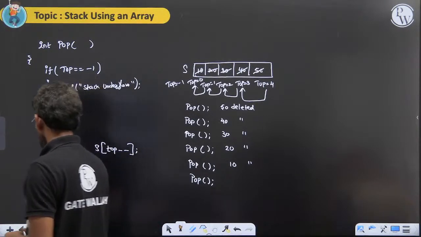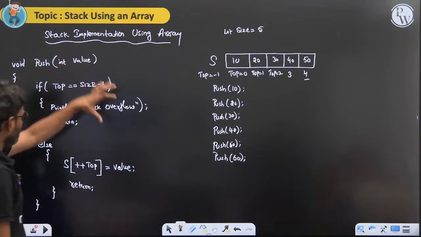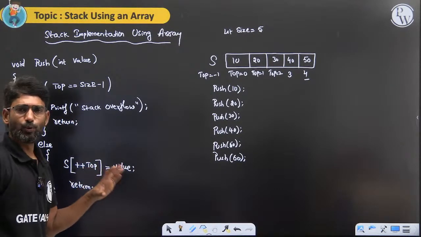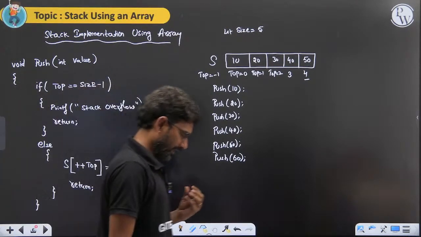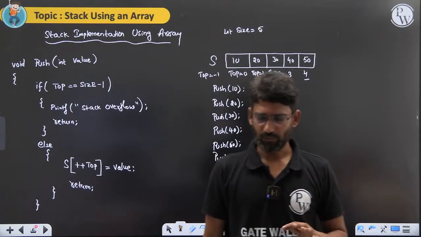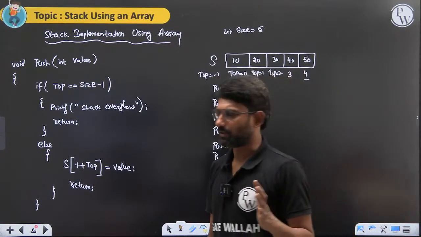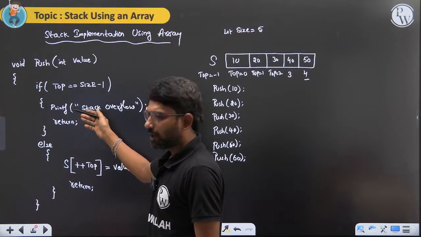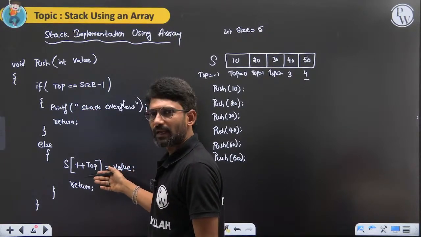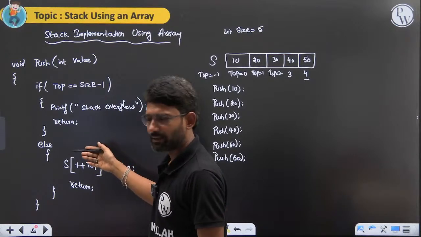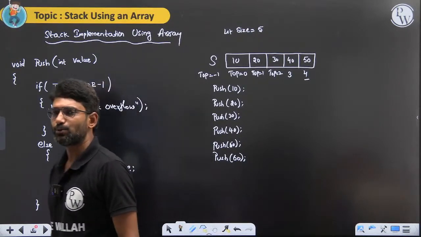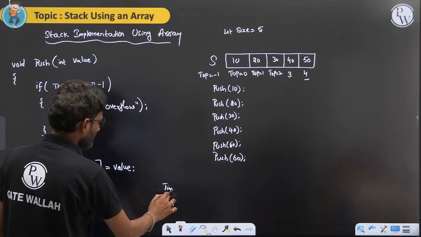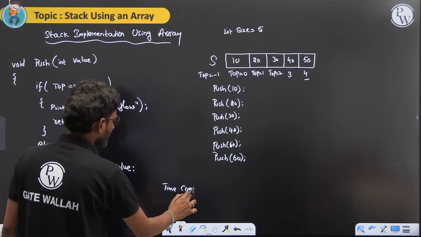And what are the time complexities? You please look at this code, guys. Did I write anywhere loops or any recursive calls? No loop, no recursive call. It is just a conditional statement, output statement, assignment statement, right? So what is the time complexity to do push operation? We can say it is constant time complexity.